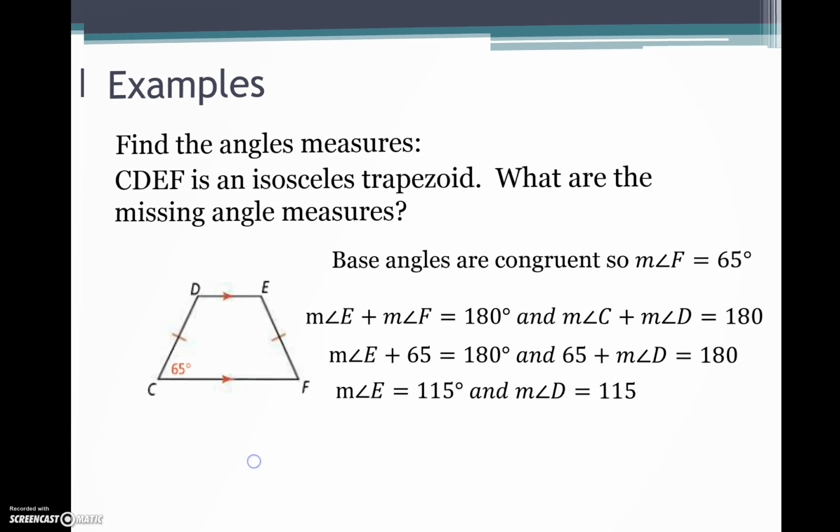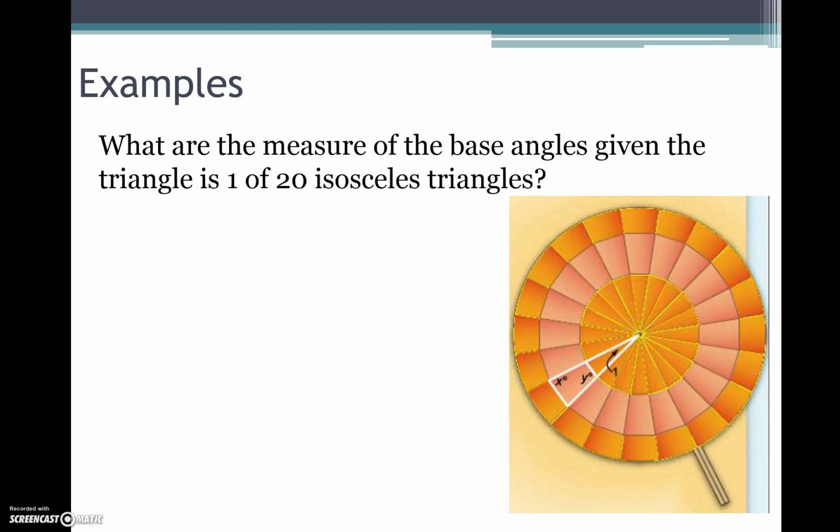Let's take a look at another example here. We want to find the measure of the base angles given the triangle is one of 20 isosceles triangles. So this actually is a picture of a fan here. We're focusing in on one of the isosceles trapezoids that are drawn in here, looking at one also isosceles triangle. So what we can do first is find the measure of angle 1, indicated here at the very top by the angle and the arrow. Since there are 20 of them in there, we can take 360 and divide it by 20, and that's the measure of the angle at the top, which is 18.